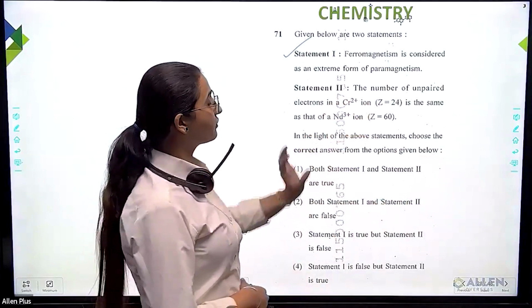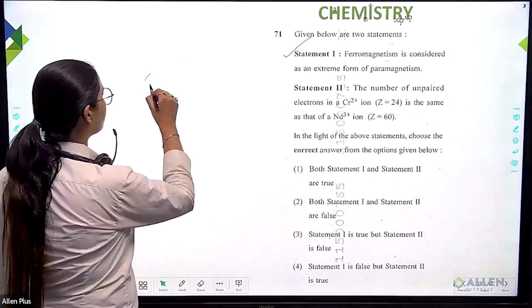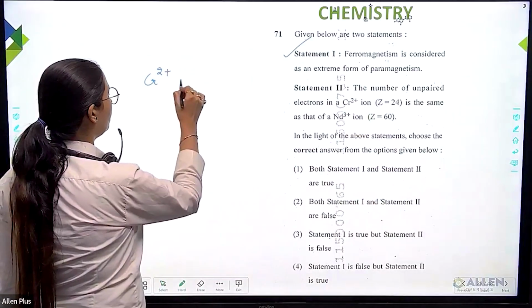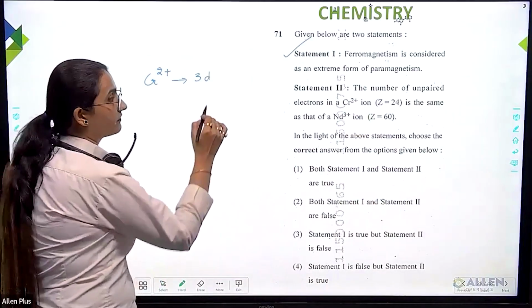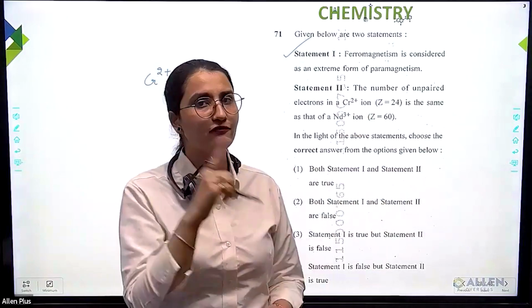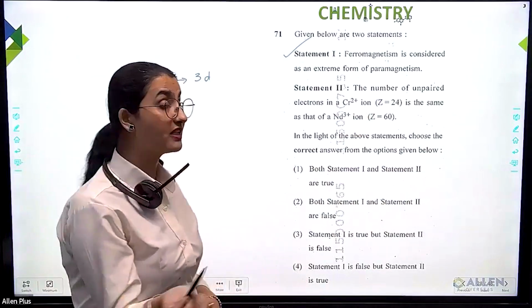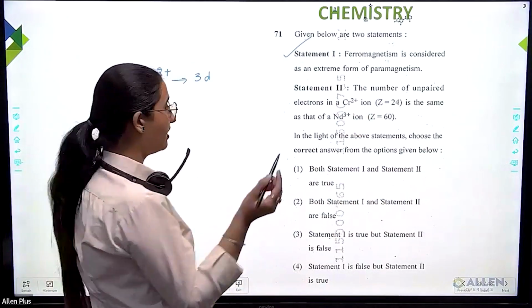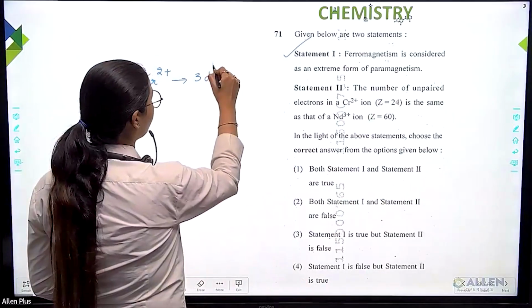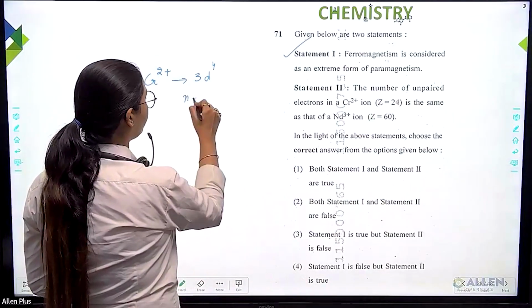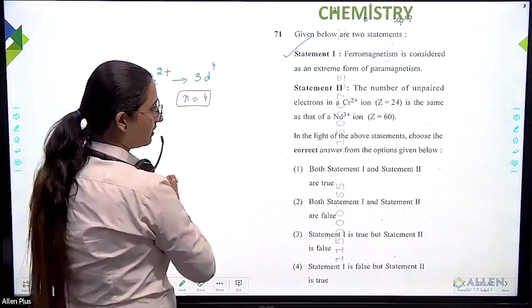Next, unpaired electrons in Cr+2. Students, what's the configuration of Cr+2? Cr is 3d5 4s1. Plus 2 means 1 electron from 4s gone, 1 from 3d gone. So it's 3d4. Number of unpaired electrons is 4.